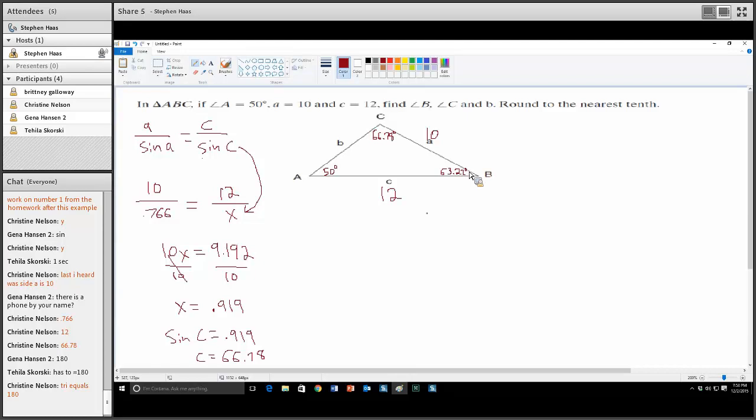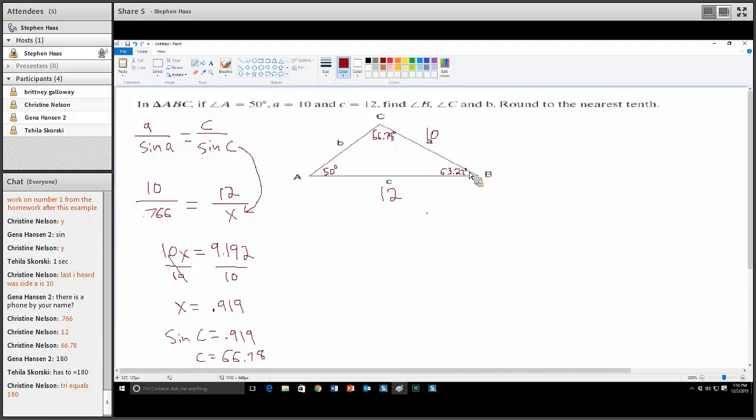Okay, now we've got one last piece of the puzzle, and that's side B. What would we use to figure that out? Well, you can use the rules. You can use the rule of sines again. And this one I'm going to let you do by yourself for the last piece of the puzzle. Let's just use the same thing.